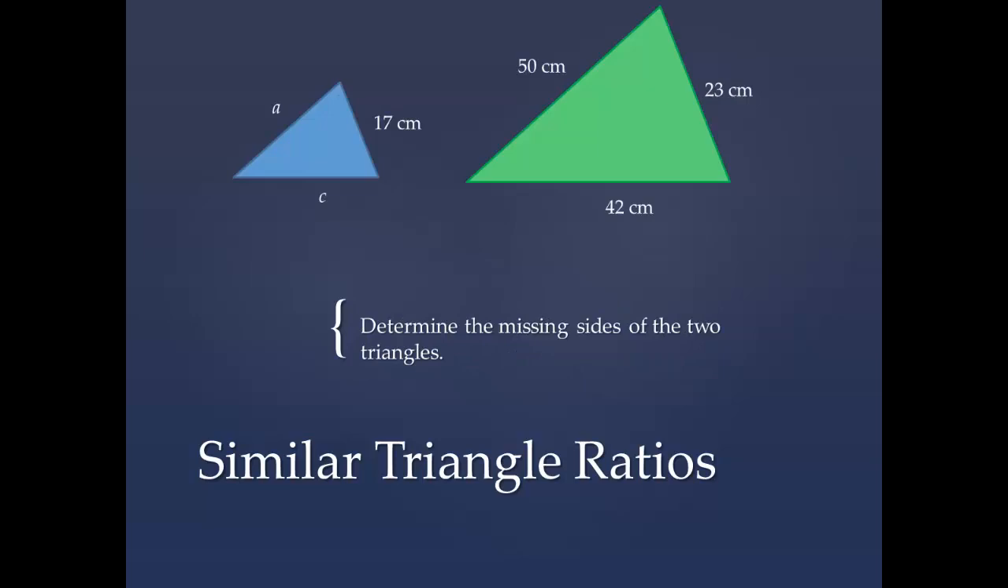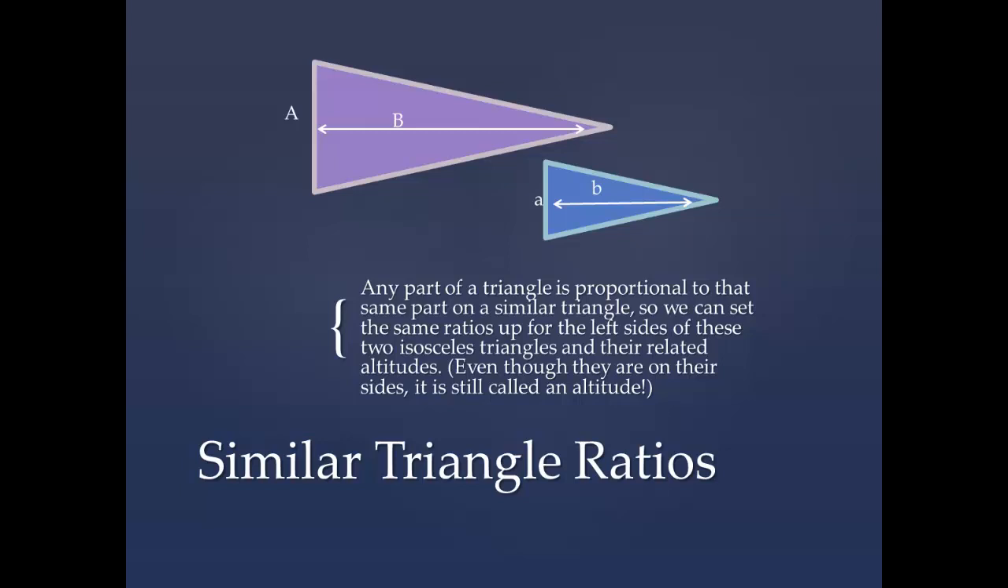Now determine the missing sides of the two triangles. We're determining little a and little c. Pause the video to give yourself a chance to do this. Little a is 37 centimeters and little c is 31 centimeters. Any part of a triangle is proportional to that same part on a similar triangle. So we can set the same ratios up for the left sides of these two isosceles triangles and their related altitudes. Even though they are on their sides, it's still called an altitude.